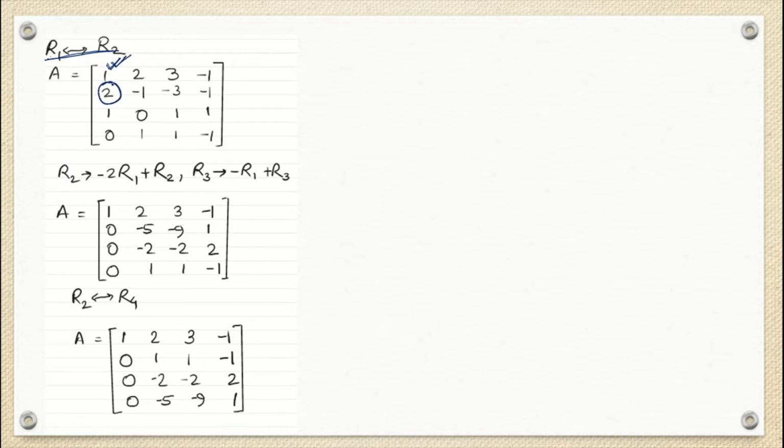My next goal is the number present at this place. It should be 0. Remember, we have seen in echelon form that the very first non-zero number should be 1, and this is called the leading 1. So all numbers below the leading 1 in this column should be 0. If this is 1, then instead of 2 we should have 0 here. So how to get 0 here?